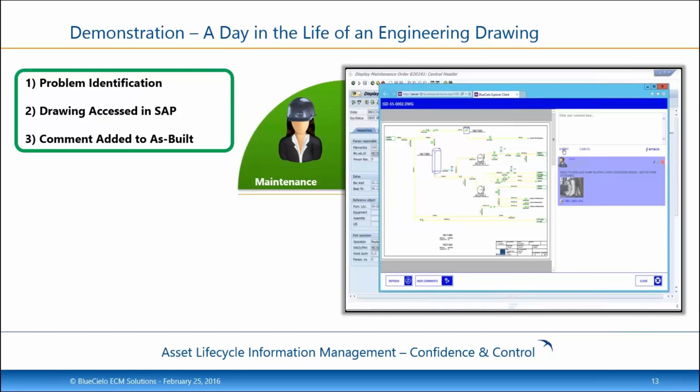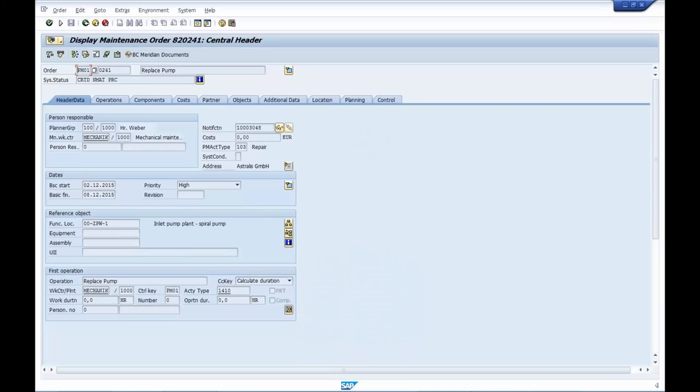So to show you this, I'm going to head into my maintenance management system. So in this case, I'll be accessing the work order in SAP. So here I am in SAP looking at this open work order on my screen, and we see here the link for Blucello's Meridian associated document.